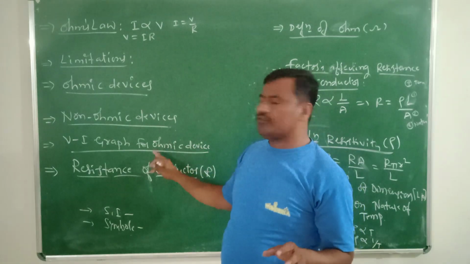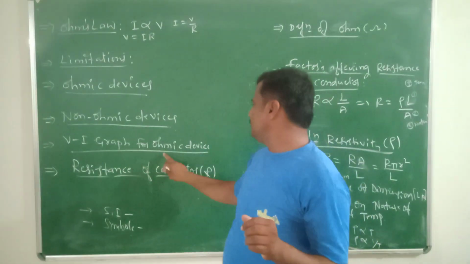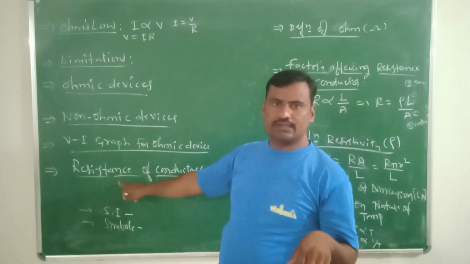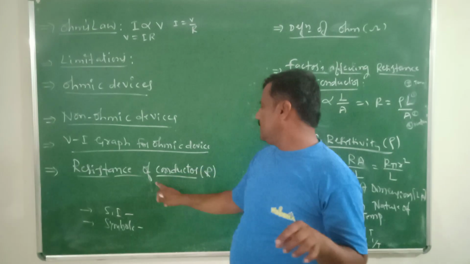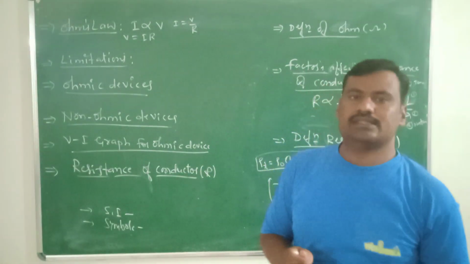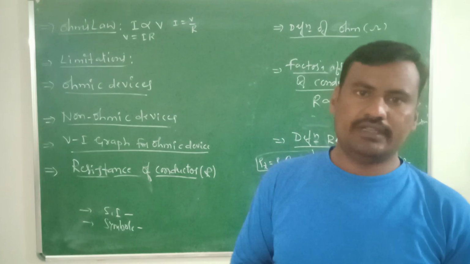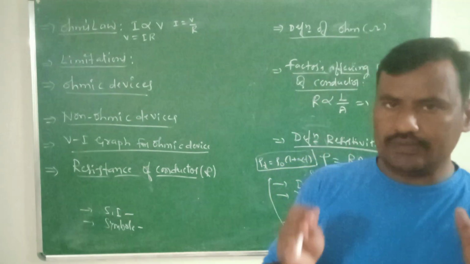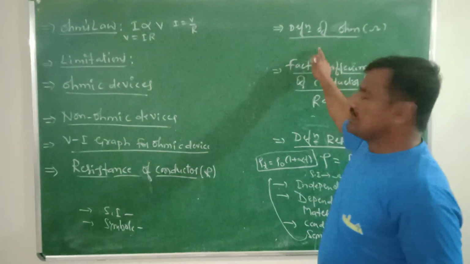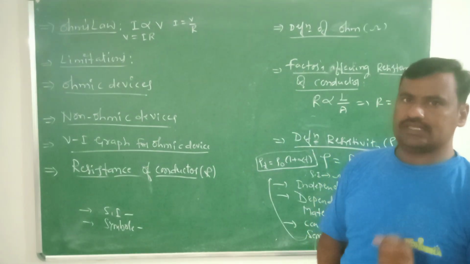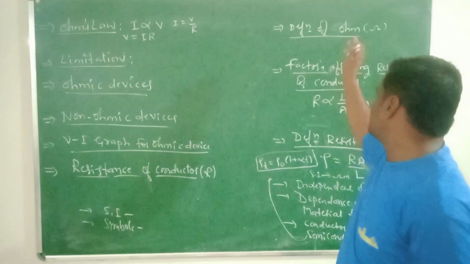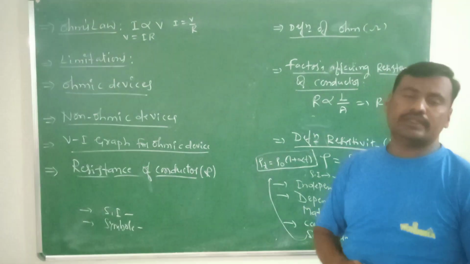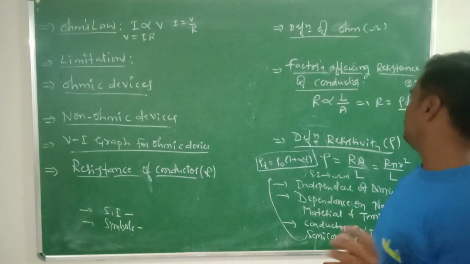And what is the graph? The V-I graph, voltage-current graph for ohmic devices, we will discuss. And later in this video, we will discuss the resistance of a conductor. What is resistance, what is the SI unit of resistance, and what is the symbol of that resistance. And later we will discuss the definition of ohm, because the SI unit of resistance is ohm. And what are the factors on which the resistance of a conductor depends, that we discuss.